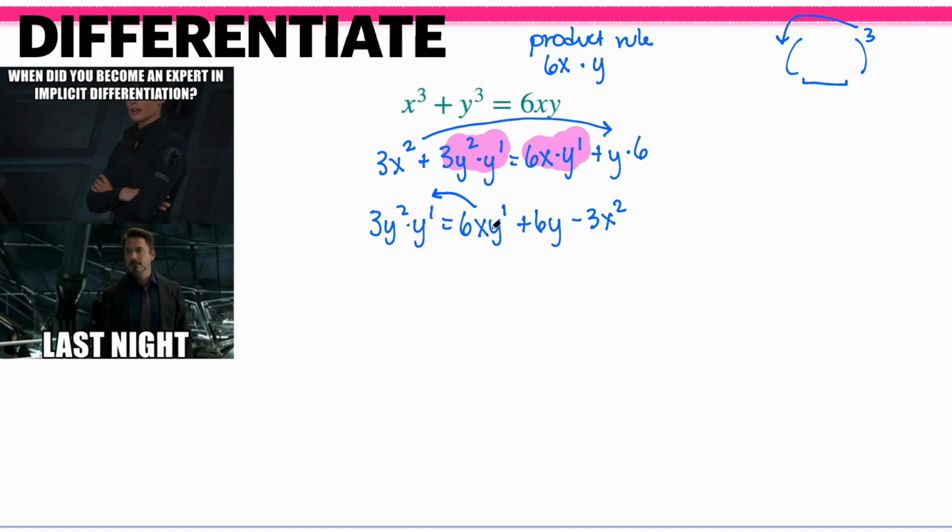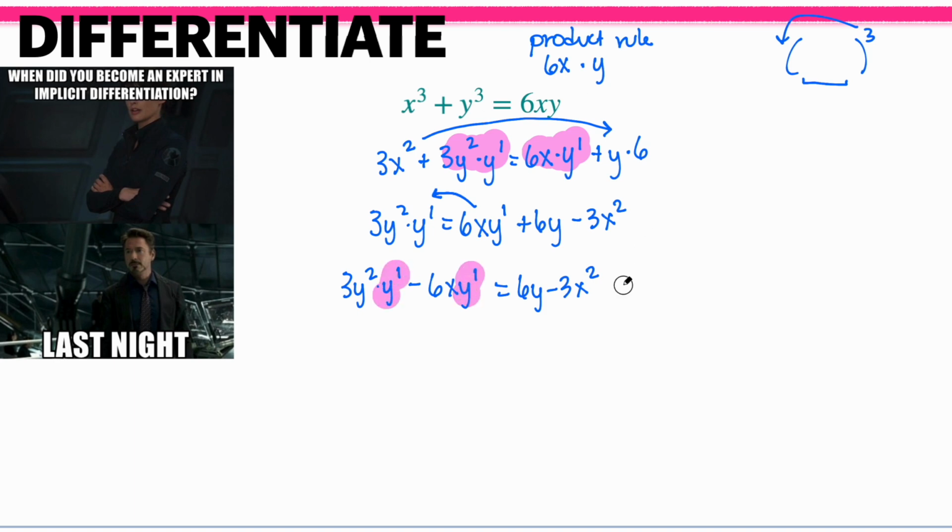Now I need to get the y prime over with the other y prime. So I'm going to subtract it. So I get 3y squared times y prime minus 6xy prime. Okay, I got it over to the left. And on the right-hand side, I have 6y minus 3x squared. Okay, they are now on the same side.